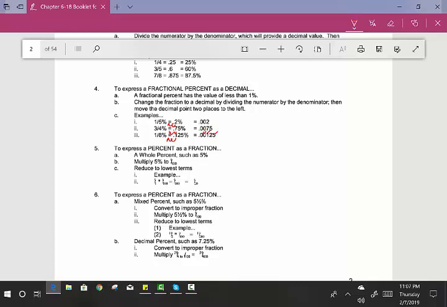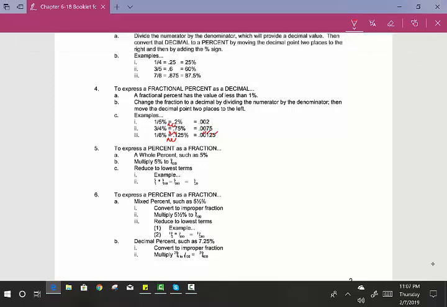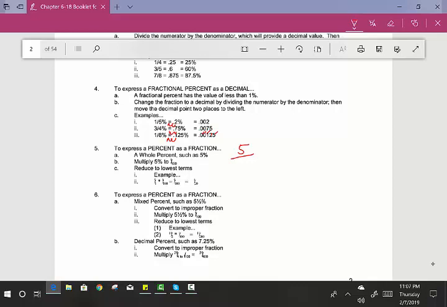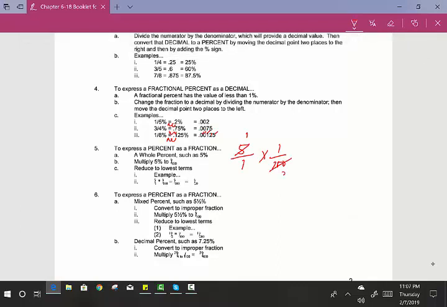Okay, number 5, to express a percent as a fraction. So you have just a regular percent, such as 5%. All I'm going to do is take 5% and put it over 1 and then multiply it by 1/100th. Okay, I can use the cancellation method on this multiplication problem and reduce it down to lowest terms that way. 5 will go into itself 1 time. 5 will go into 100 20 times. So that equals 1/20th.